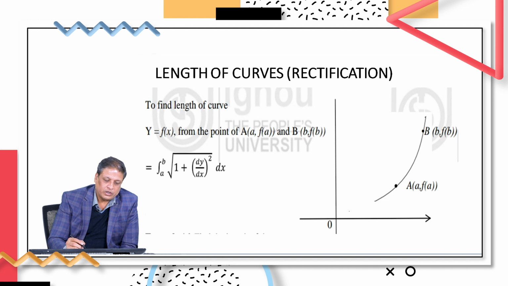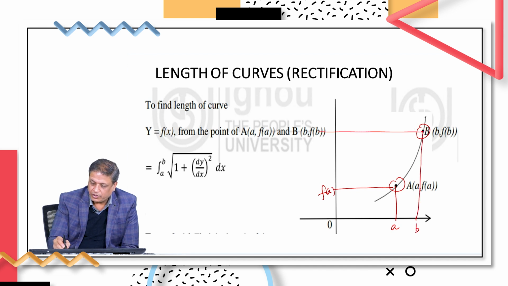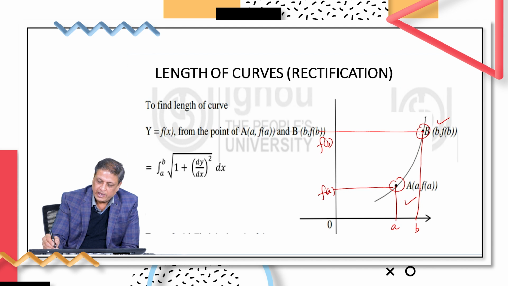Now, in order to understand what we mean by the length of the curve, say we have two points, point A and point B, which are defined for value A. At point A, the function has some value f(A), and at point B, the function has some value f(B). So, points A and B are (A, f(A)) and (B, f(B)).